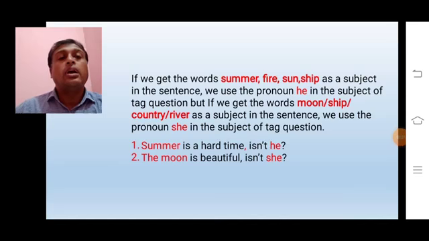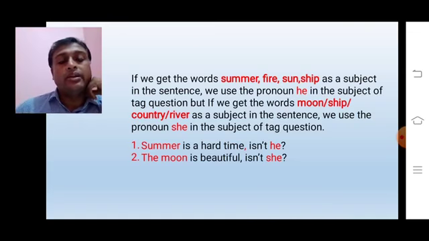Okay students, our next rule is, if we get the words summer, fire, sun, sheep as a subject in the sentence, we use the pronoun he in the subject of tag question. But if we get the words moon, sheep, country, river as a subject in the sentence, we use the pronoun she in the subject of tag question.